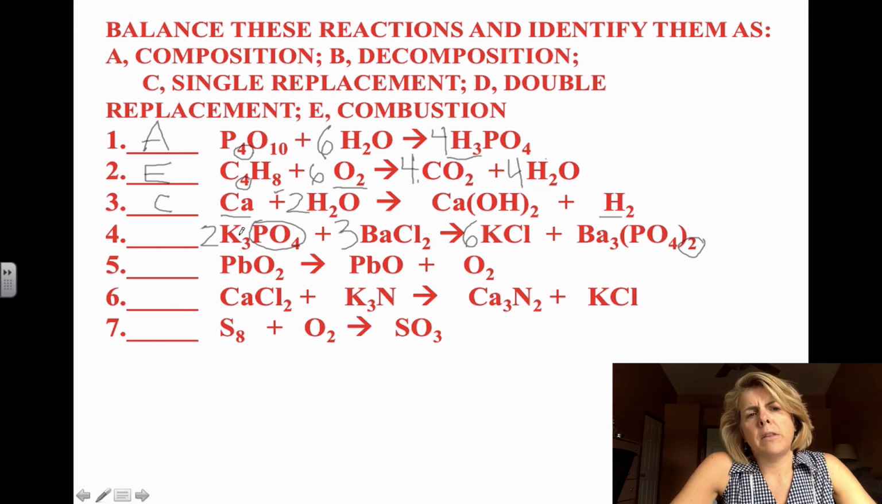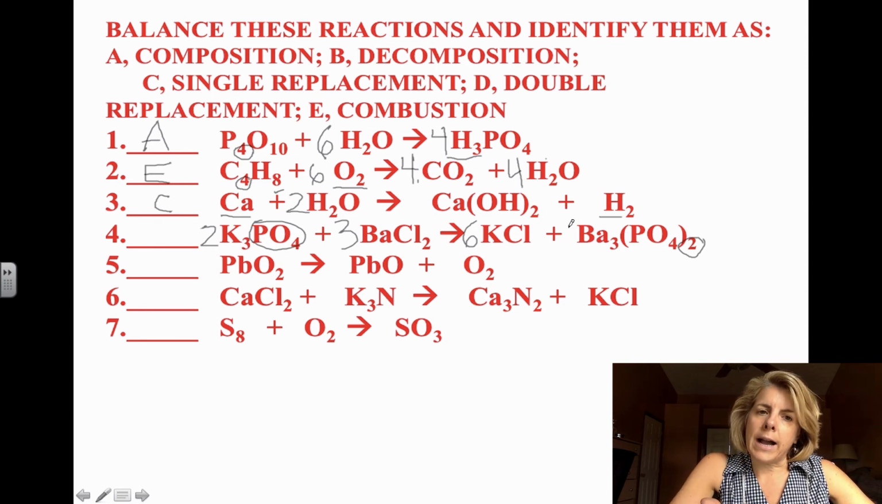Now let's look at the type of reaction. Notice that there are no elements by themselves. There's no oxygen, and we don't have one product. So we can rule out single replacement. We can rule out synthesis. We can also rule out decomposition because there are 2 reactants. So most likely this is a double replacement reaction. So it's going to be D.